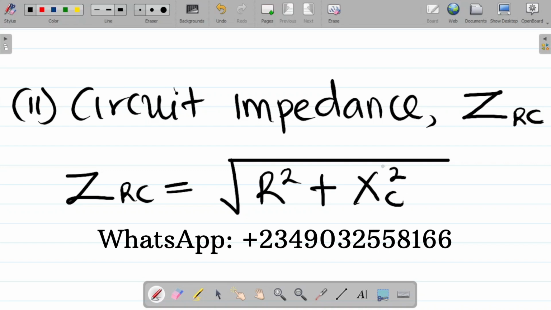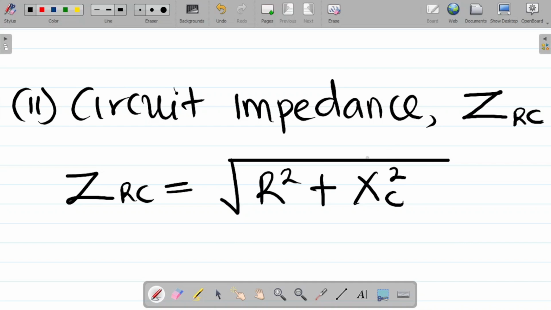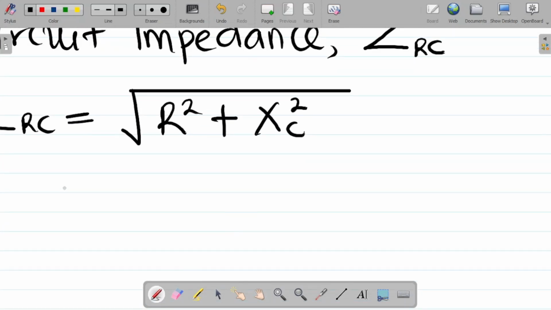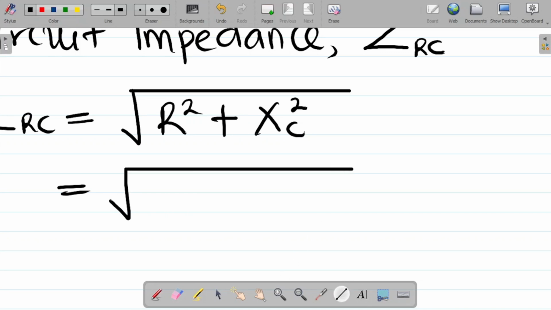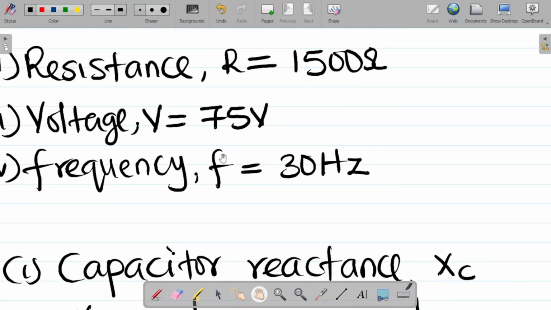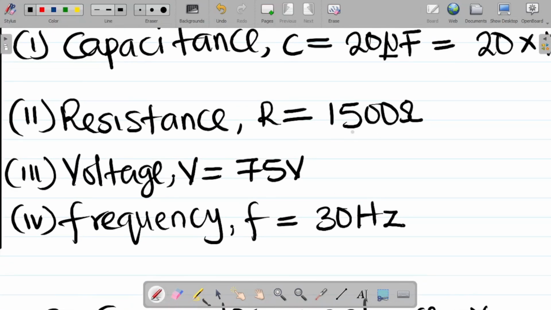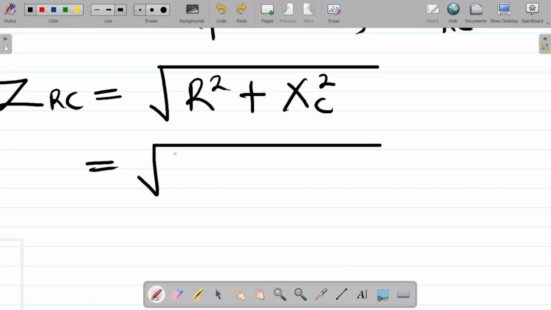As I said, we've explained all of this concept in our previous class. I'll leave a link that explains all of this from scratch in the video description. So when you're done, check the video description. You'll see a link to our first class on AC circuits. All right, let's proceed with this. So this is equal to the square root of R squared. What's R? Going back to the question, R is equal to 1,500 ohms. So R is 1,500 squared, that's R squared, plus XC.